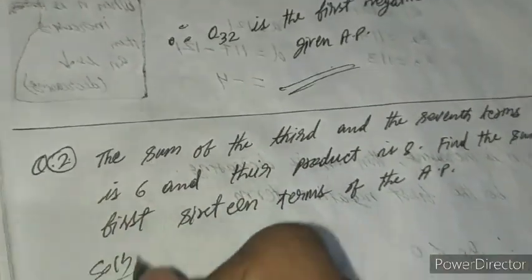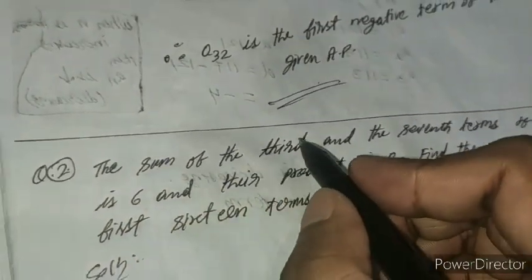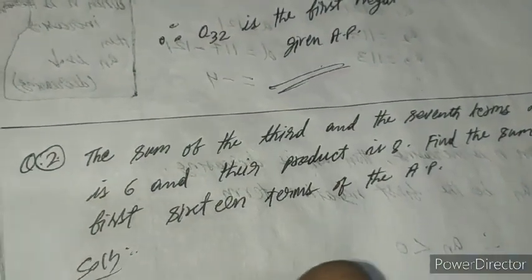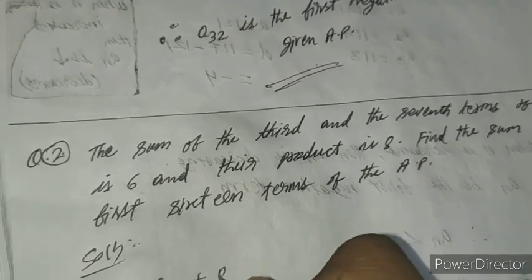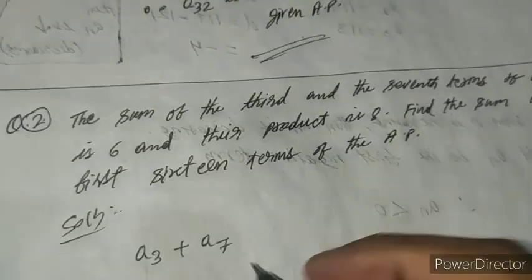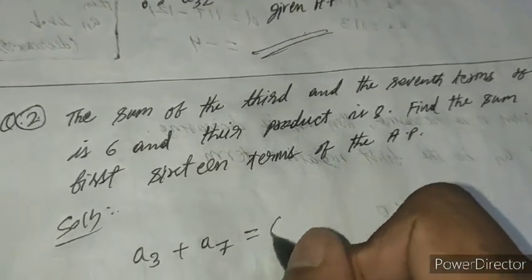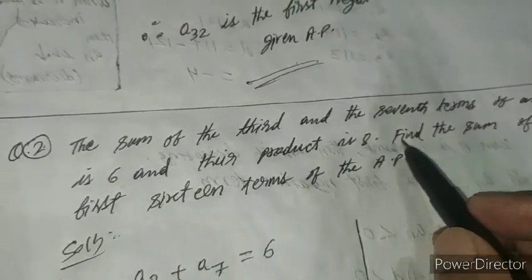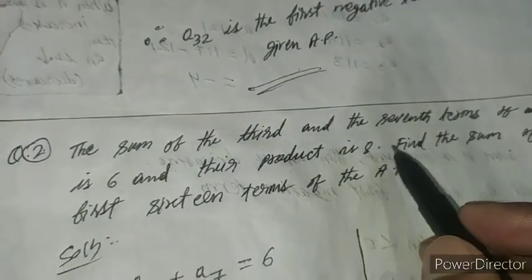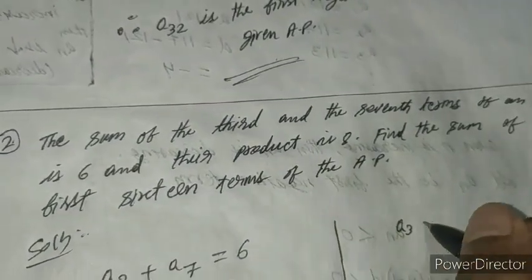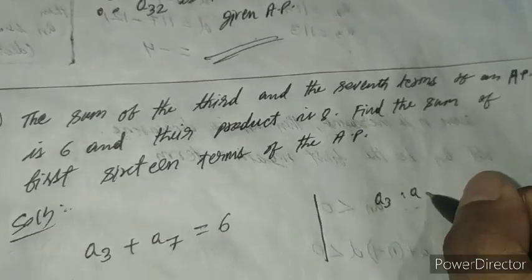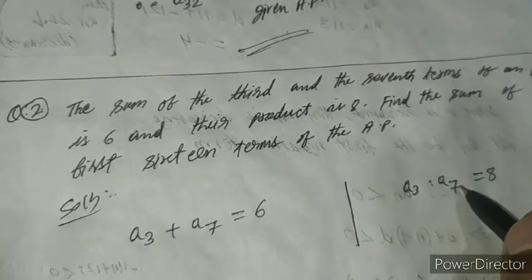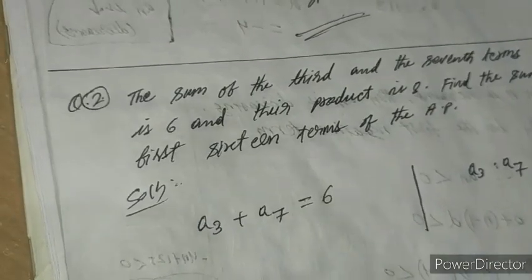In the question it is given that the sum of the third and the seventh term, A3 plus A7, is equal to 6. And second, it is given that their product is 8. That means A3 into A7 is equal to 8.